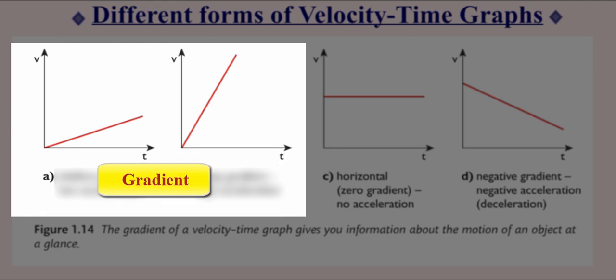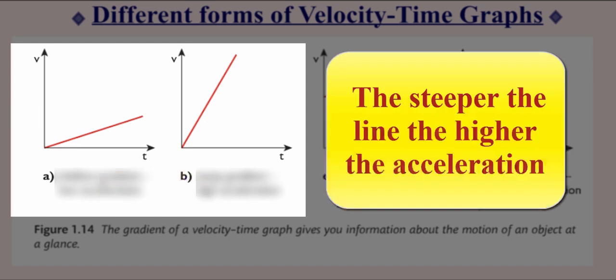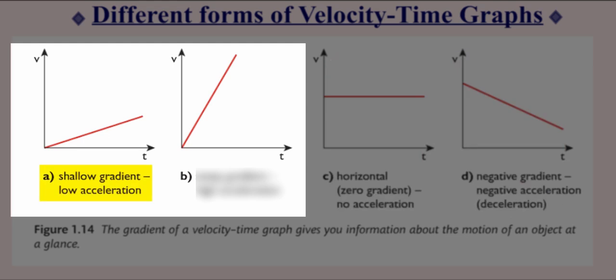Now we notice that both graph A and B have the same form, but what exactly is the difference between them? The difference here is the steepness, or the gradient, since the steeper the line, the higher the acceleration. Therefore, graph A has a shallow gradient, which means that the acceleration is low, while graph B has a steep gradient, which means that the acceleration is high.